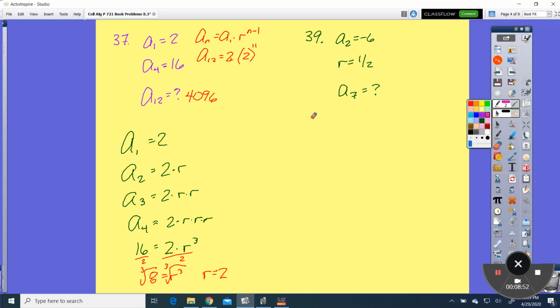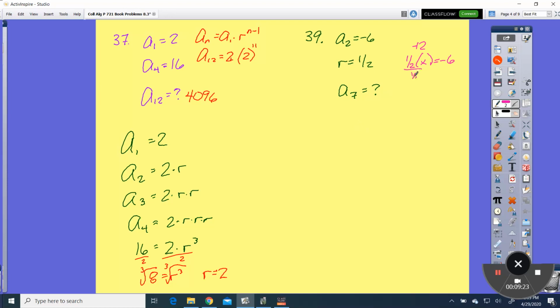39. You're supposed to find the seventh term. I don't know what the first term is, but I know what the r value is. It's 1/2. So half of what number made negative 6? So here's what it would look like if I did it this way. Half of what number equals negative 6? Well, half of 12 makes negative 6, but it has to be a negative 12.